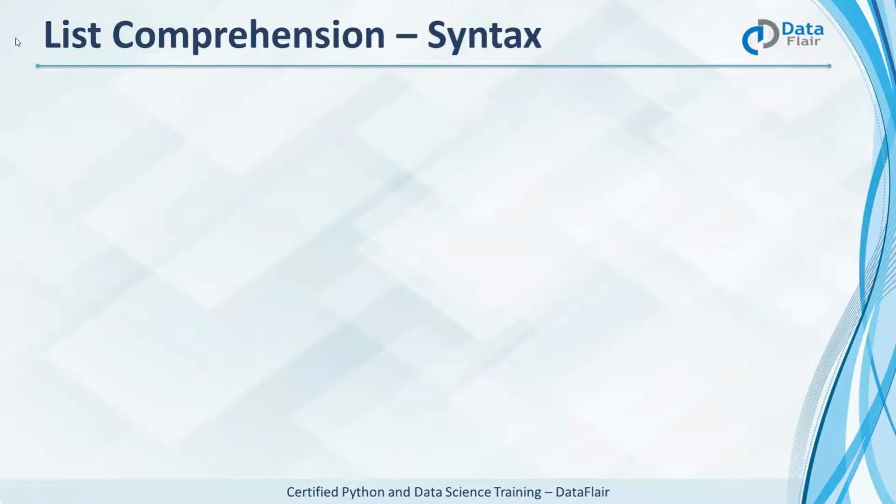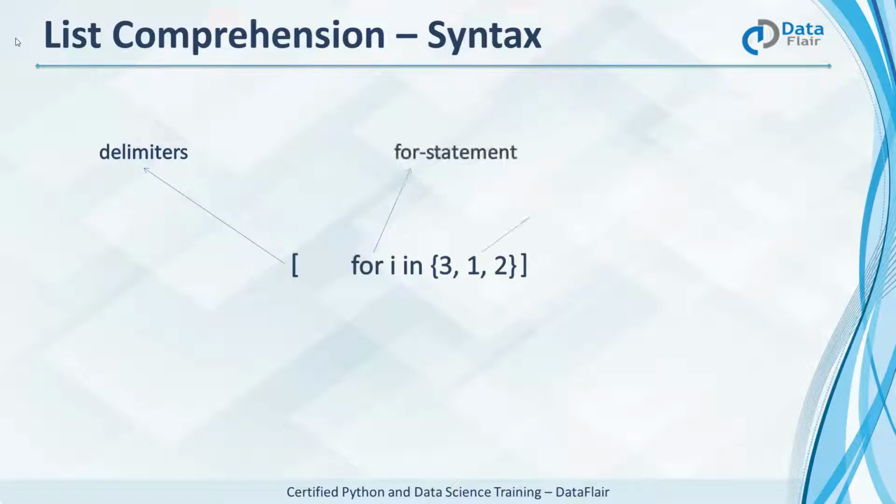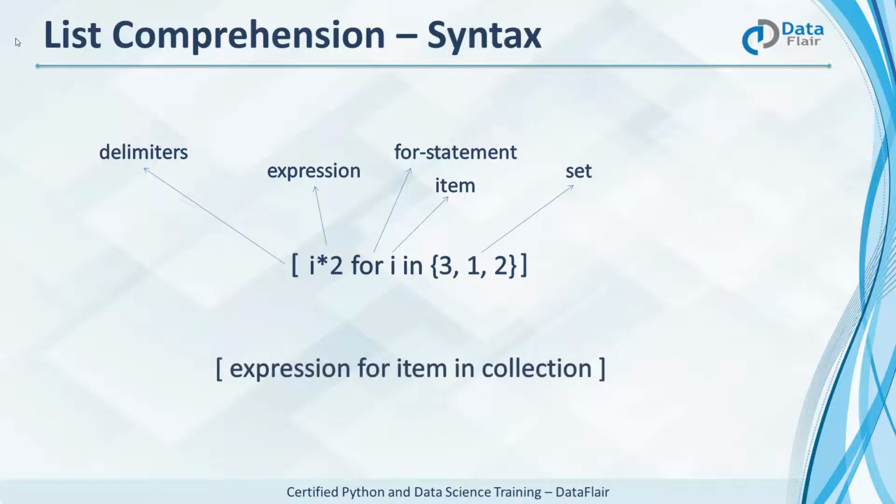So, what was this syntax? The square brackets are delimiters to surround the statements with. In the for statement, here we have a set, and i denotes item. For each item in this set, it multiplies it by 2 and appends it to the list. Think of it as: expression for item in collection.